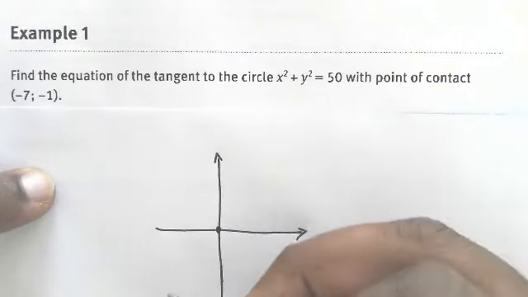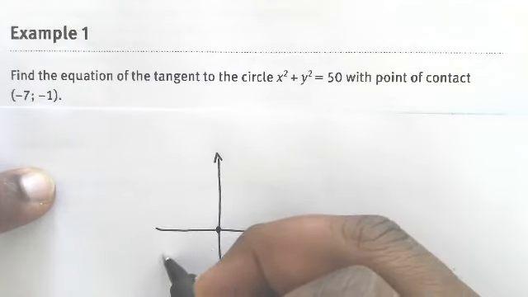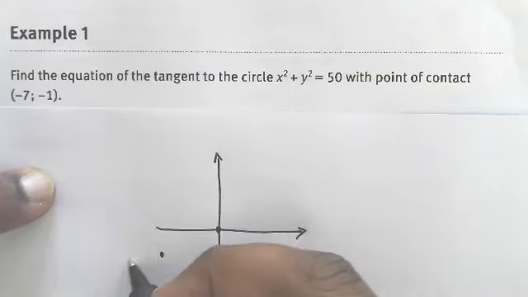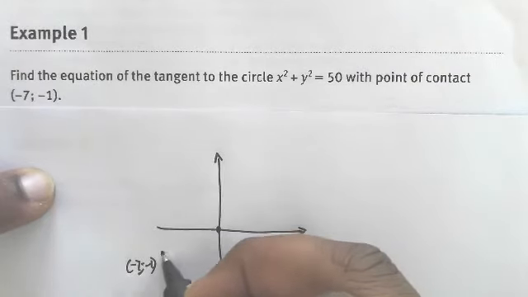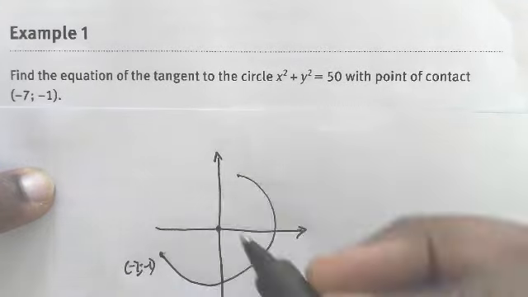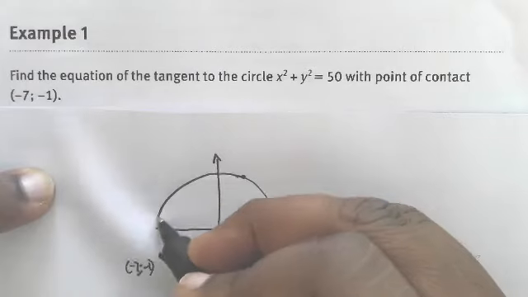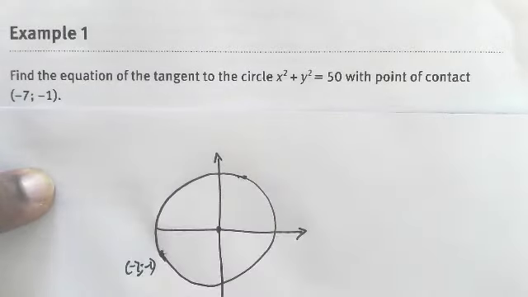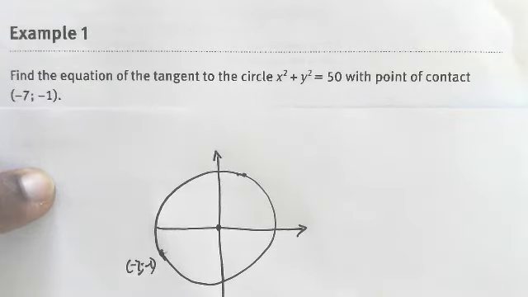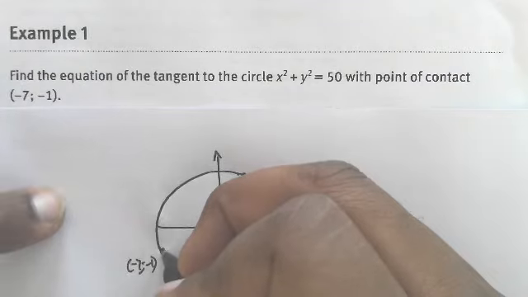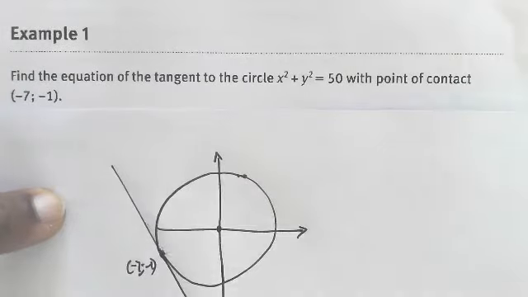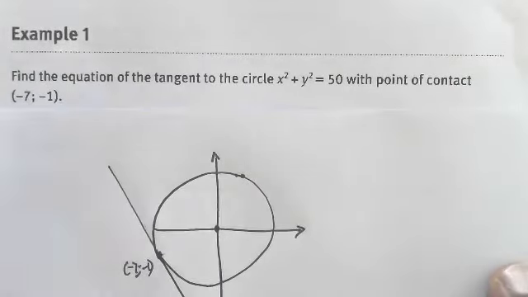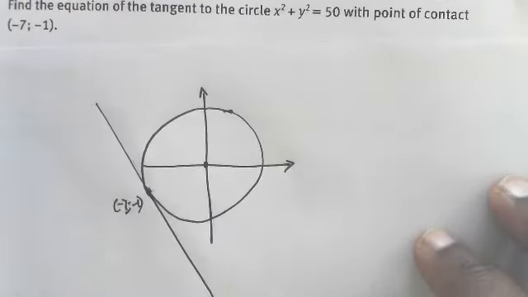It has a point of contact at -7 and -1, so that's some point there. So obviously that's going to make a circle. They want the equation of the tangent that passes through this point. So the tangent must pass through this point here. That's the equation of the tangent that you're supposed to look for.